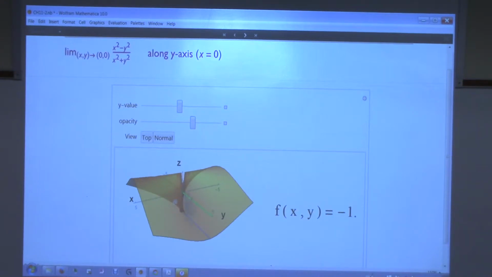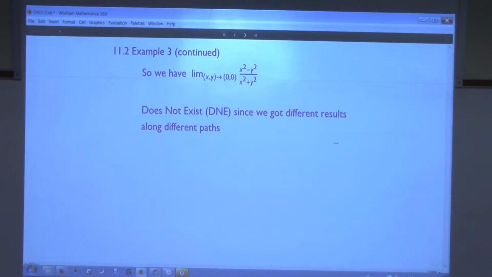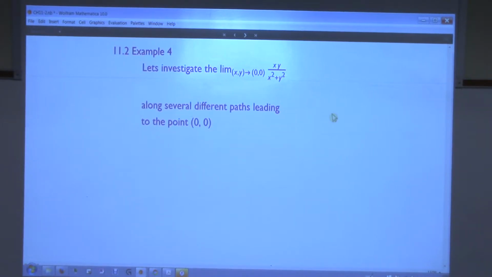Did y'all see it or not? Give me some feedback. Yes? You see it? Okay. So as soon as we had different answers, we were good. So the conclusion is that this limit does not exist, since we got different answers from different paths. Now let's take this new limit.